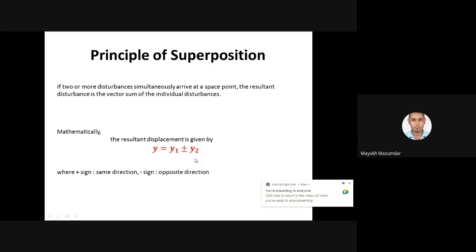In very simple words, the resultant displacement would be either a sum or a difference, depending on whether the waves are traveling in the same direction or in the opposite direction.